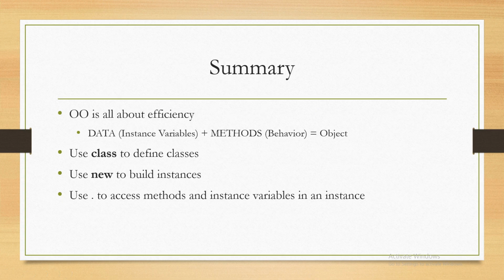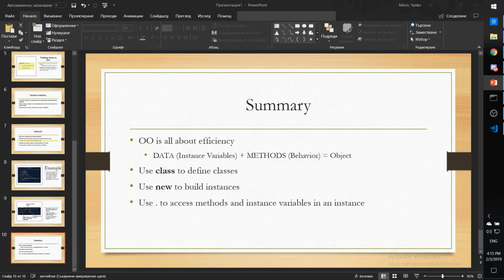So in summary, object-oriented programming is all about efficiency. Instance variables plus behavior, or data plus methods, are equal to object. And we use class to define classes, and we use new to build instances. That's straightforward. We can also use dot to access methods and instance variables in an instance. I didn't show you that in this presentation, but I'm going to show you now in the example that I'm going to give you.